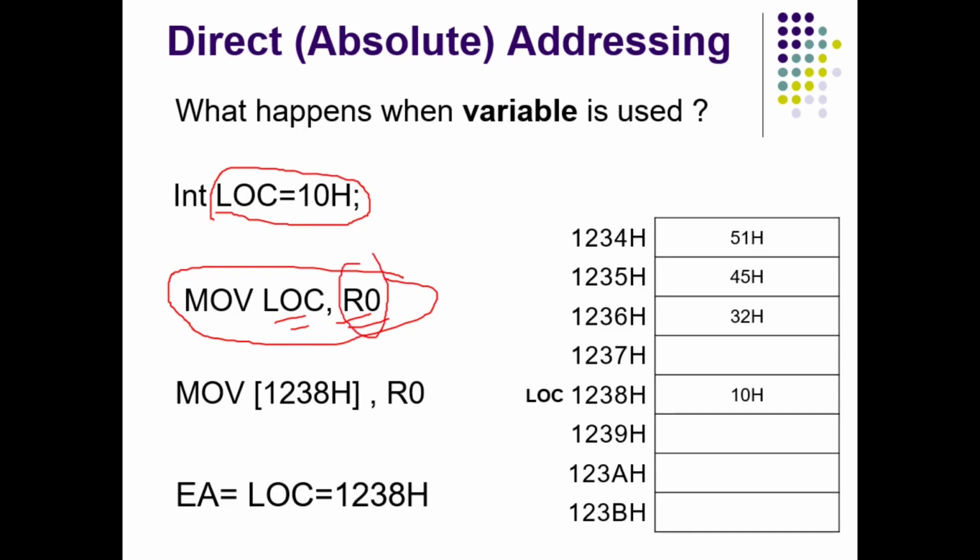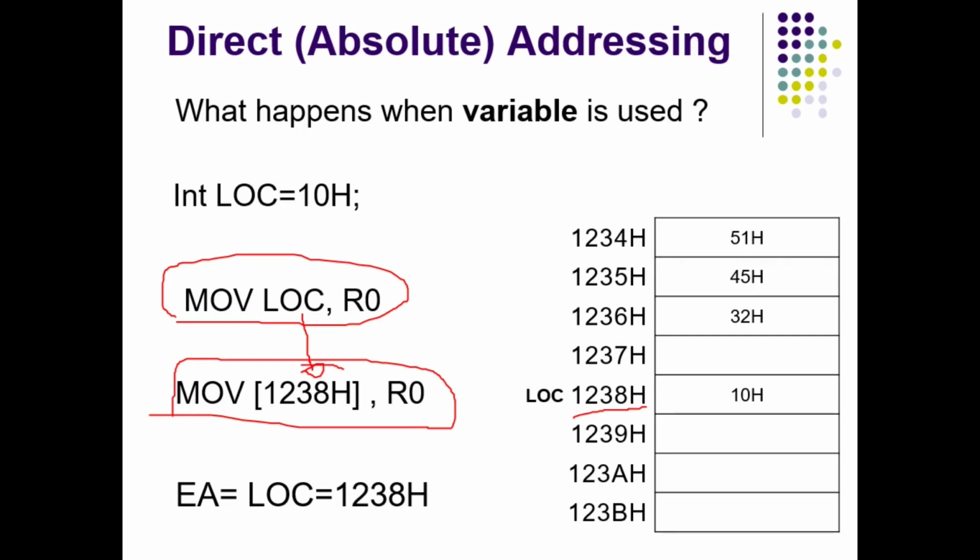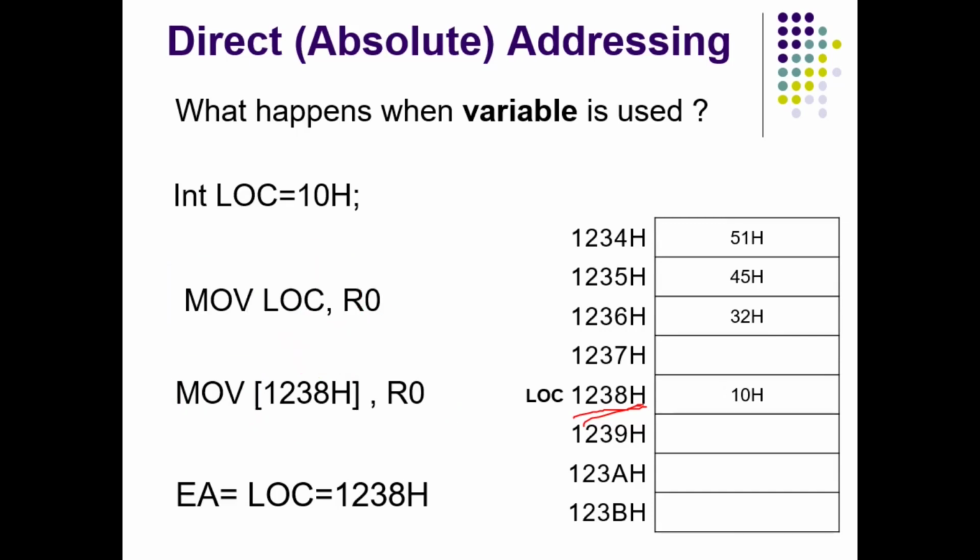But how exactly does it look for a processor? Whenever it starts executing this instruction, it immediately replaces your variable name with its associated address. Somewhat like this. Now you can see that this is a direct addressing mode, correct? Where the effective address is directly mentioned. Even though you did not mention the address of the data, the processor itself converts the variable name into its associated address. So whenever you use a variable name as an operand, it is nothing but direct addressing mode for the processor.